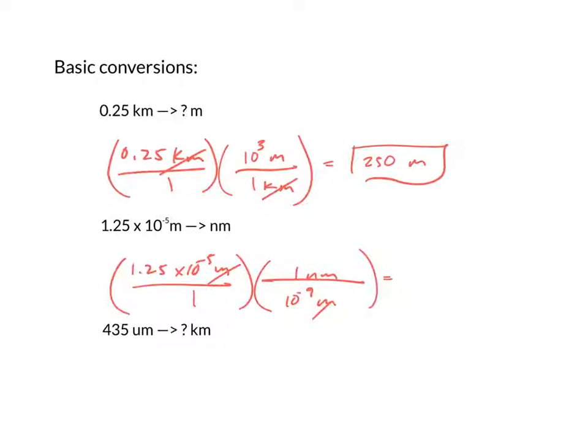So in this case, this is going to be 1.25 times 10 to the fourth nanometers. Okay, I can do the same thing. In this case, I'm going from a unit that's not a base unit to another unit that's not a base unit. So I have 435 micrometers, and I'm converting that to kilometers.